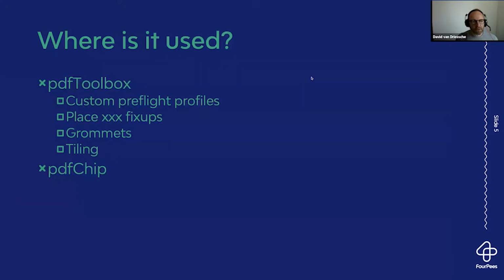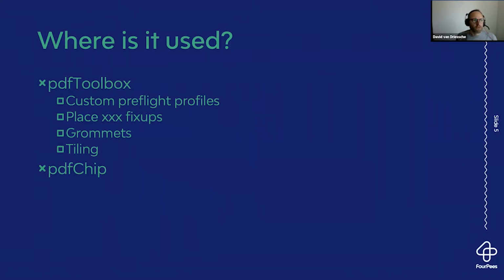So that is what the CTOolbox technology does. And then the question is, where is this used? I've kept it to pdfToolbox and pdfChip, but I could also have included pdfAPilot, the archival and accessibility-oriented product that Callas has, because that is very similar to pdfToolbox. So where is it used in the Callas products?